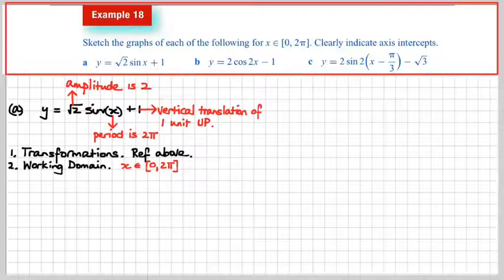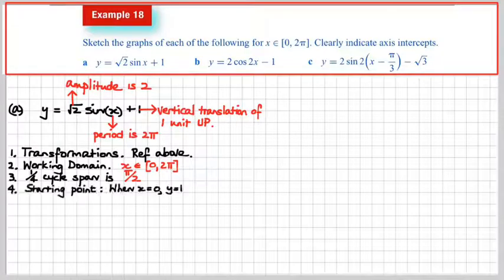Okay, so it's just going to be, we're sketching it from 0 to 2 pi, so x will also go from 0 to 2 pi for this particular one, but it gets more complicated later on, as you'll see. Now, a quarter cycle span for this would be pi on 2 because its period is 2 pi, right? The starting point when x is 0, y won't be 0 because it's moved up 1, so x is 0 and y is 1. Therefore that's our starting point. Okay, looking good.